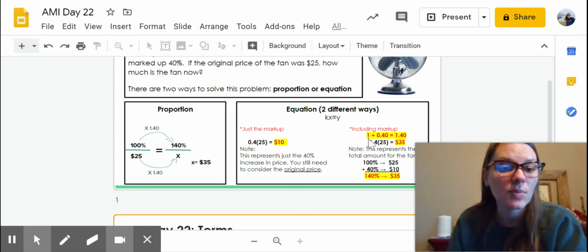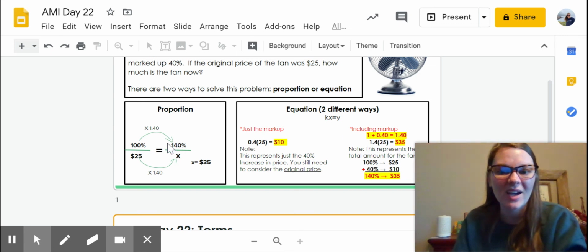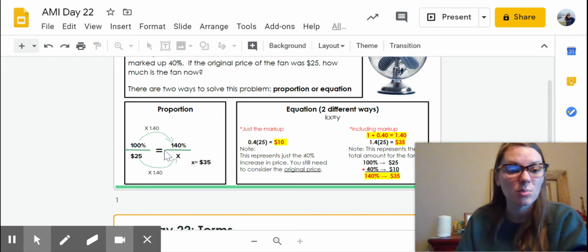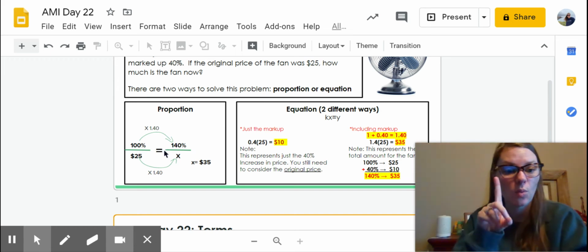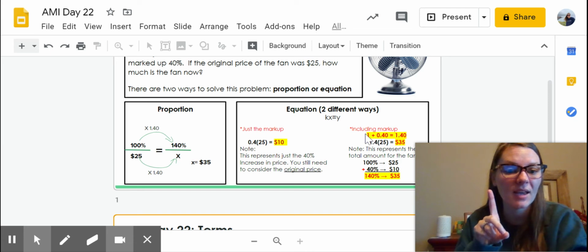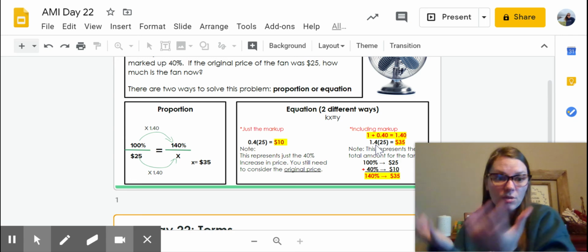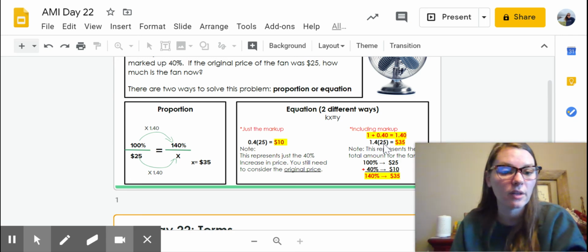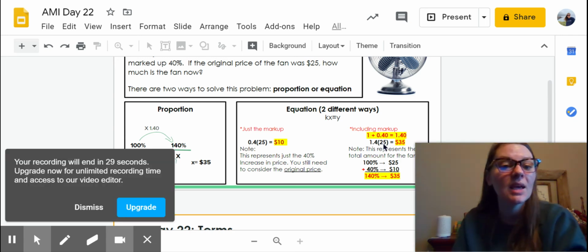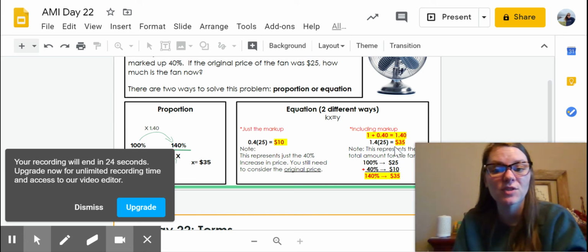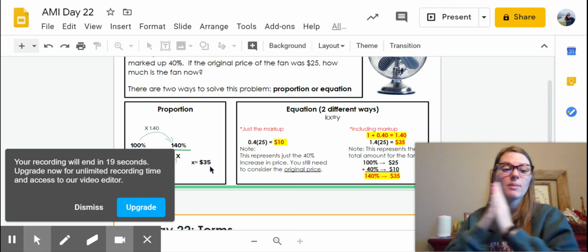Another equation you could do uses the same 140% we had here. 100% as a decimal is one whole, so we see that here, plus the 40%, which is 0.4, equals 1.4. So we're going to use that number in this second equation. We have 1.4, or 140%, times our $25, which is the original price of the fan, and that gives us our total of $35. So with the equation we got $35, and with the proportion we got $35. You can solve it however makes sense to you.